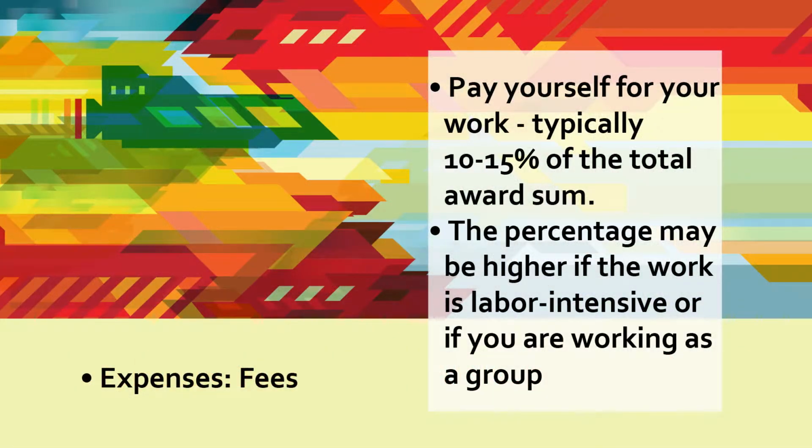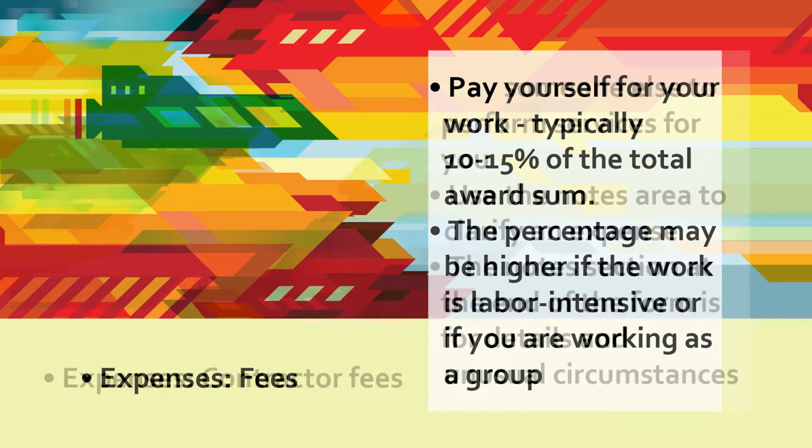The first category in the expenses section is fees, and this is where you will pay yourselves as professional artists for doing your work. A typical individual artist fee will be 10 to 15% of the total award, but if you're applying as a group, you may consider raising this up to 25 or 30. Obviously, the more of the award you spend on fees, the less will be available for other aspects. But depending on the nature of your project, this may be among the most important of your budget lines.